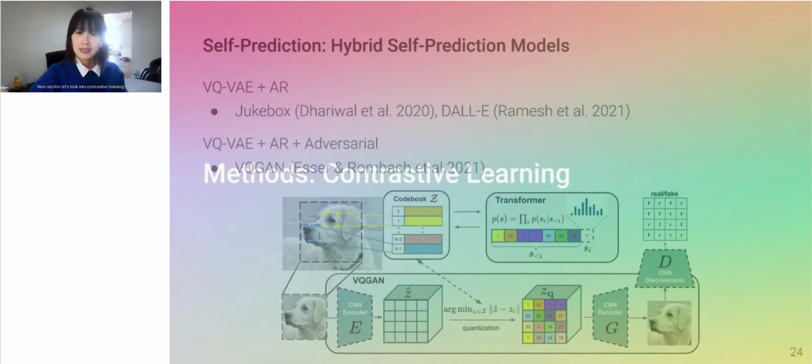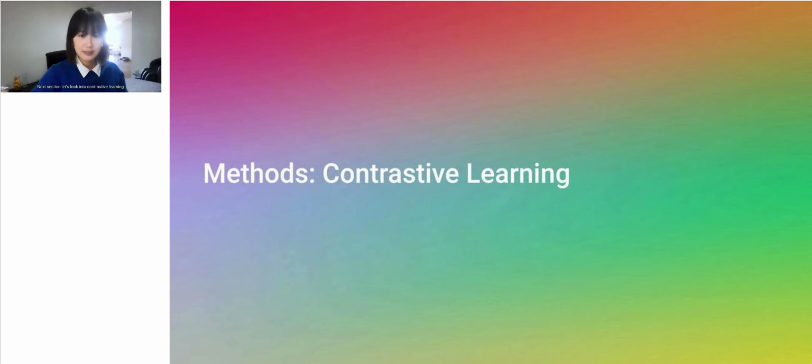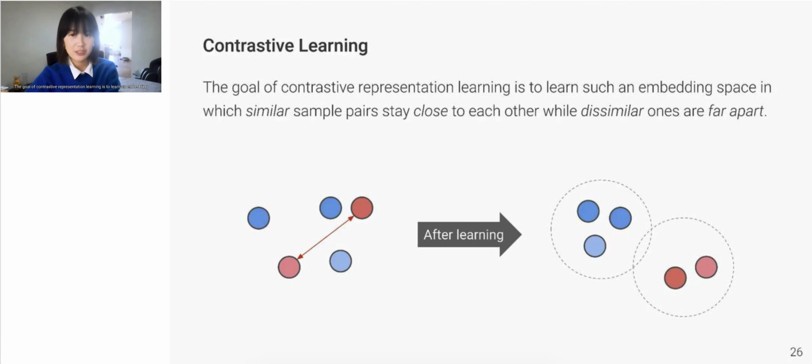Next session, let's look into contrastive learning. The goal of contrastive representation learning is to learn an embedding space in which similar sample pairs stay close to each other while dissimilar ones are far apart. Contrastive learning can be applied to both supervised and unsupervised settings. When working with unsupervised data, contrastive learning is one of the most powerful approaches in self-supervised learning.